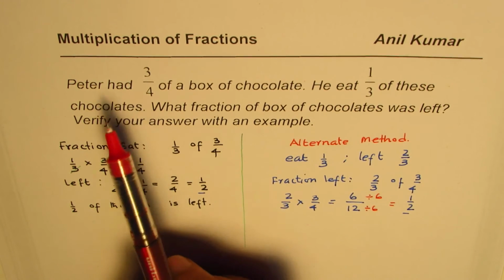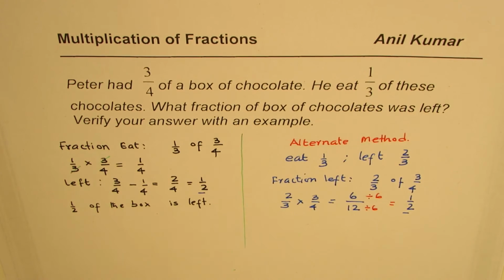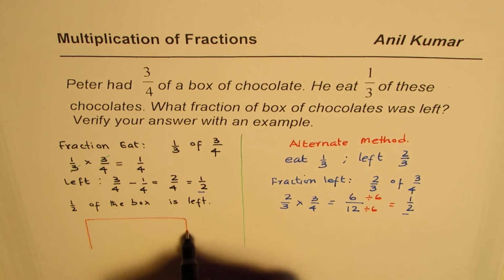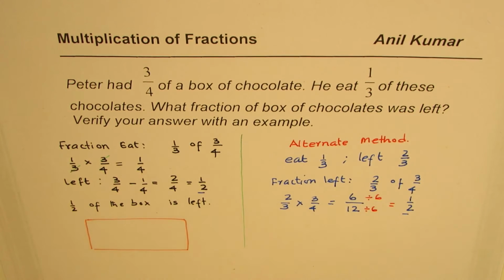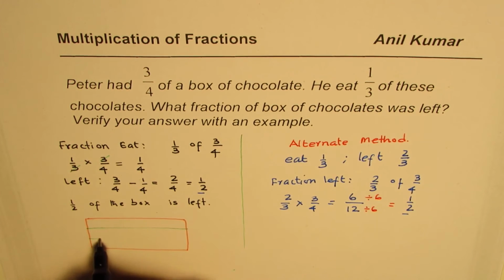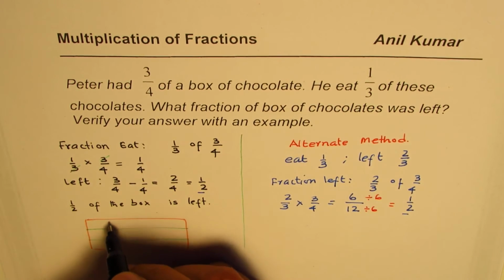Now since we have terms like 3/4 and 1/3, the common denominator is 12. So let's begin with a box of chocolate, right, which has 12 chocolates, right? So with 12, we can think about 3 rows and 4 columns, correct? So let's say 3 rows and 4 columns.